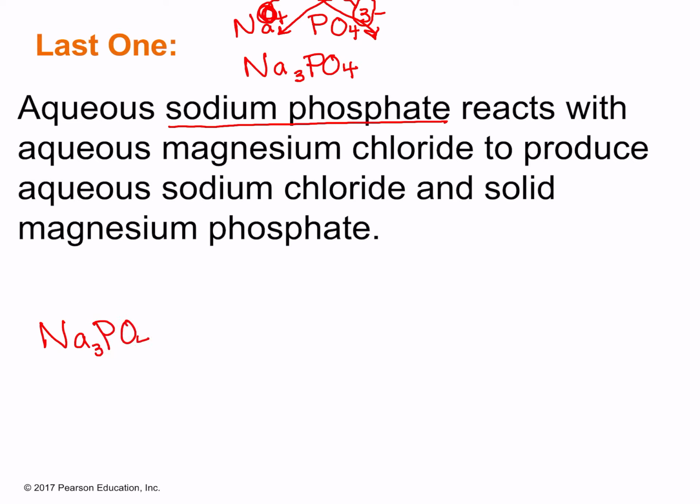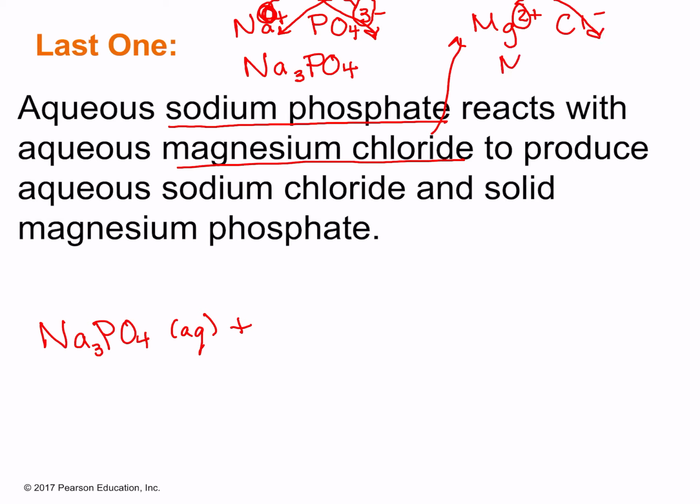Na3PO4, and it says it is aqueous, so that is the AQ. Reacts with, so that would be a plus, aqueous magnesium chloride. So magnesium chloride, again, is an ionic compound, so we need to write out that formula. So magnesium is Mg2+, chloride is Cl-, so when we circle and switch, that 2 will go out to the chlorine. So this will be MgCl2. So reacts with aqueous magnesium chloride.